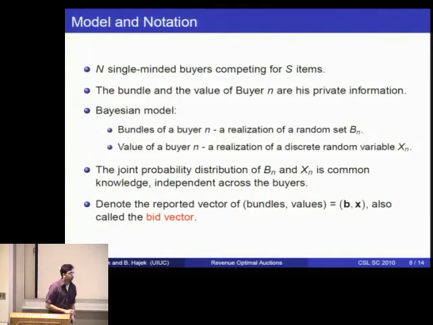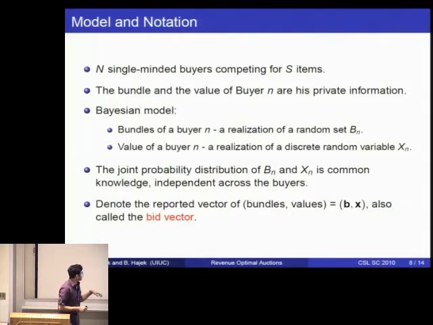So we work with the following model. There are n single-minded buyers competing for S items. The private information of each buyer consists of the bundle that he's interested in and the value that he has for that bundle. We work with the Bayesian model, where we assume that a bundle for buyer n is a realization of a random set Bn, and the value that he has for that bundle is a realization of a discrete random variable xn. It is assumed that this joint distribution of Bn and xn is common knowledge, but not the specific realization. So specific realizations are known only to that particular buyer. And this joint distribution is independent across the buyers.